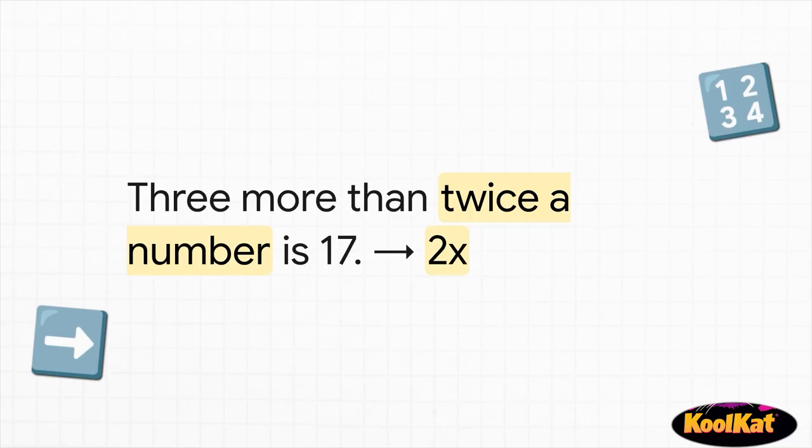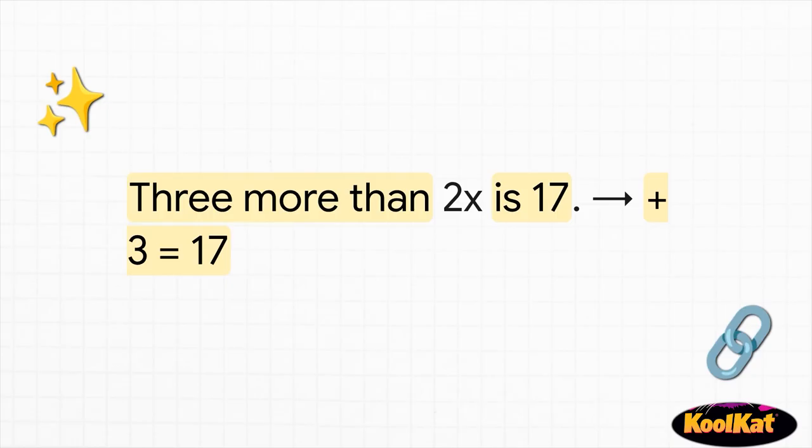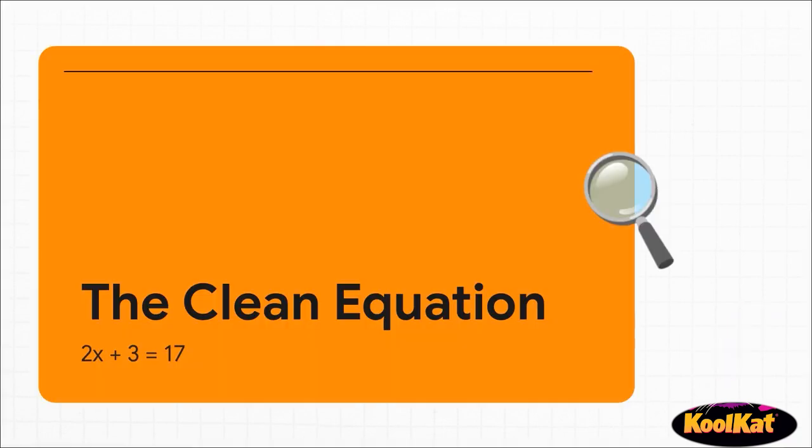Simple enough, right? Okay, now let's fill in the rest of the puzzle. The sentence says 3 more than 2x, and then it says is 17. So we pull out our decoder ring. More than means we're going to add 3, and that little word is becomes our equal sign. And look at that. Just like that, we've translated that entire messy sentence into a beautiful, clean equation. 2x plus 3 equals 17. And this is just simple algebra. The word problem part is officially solved.